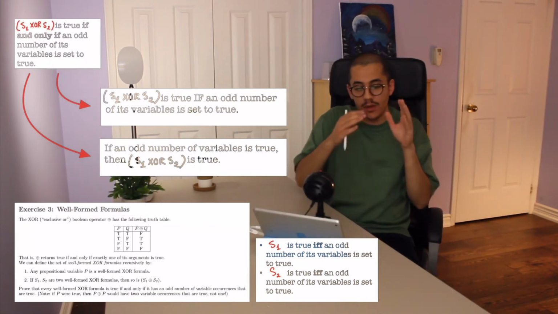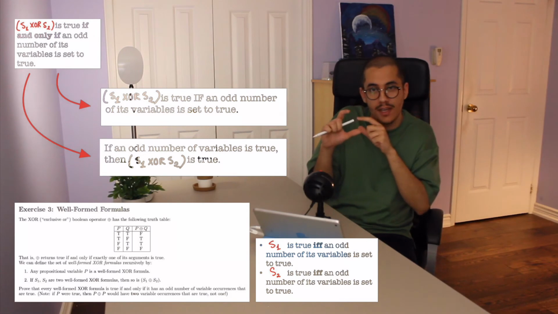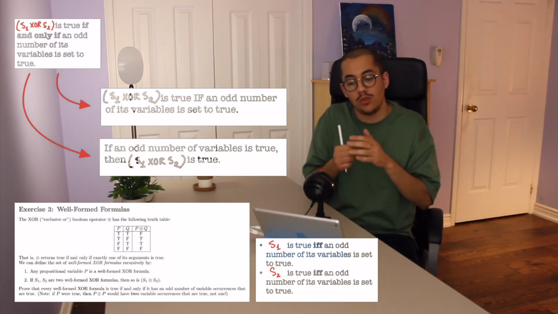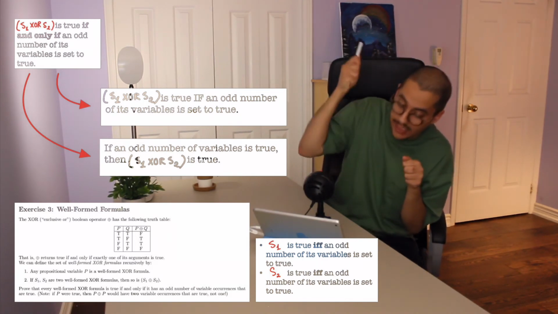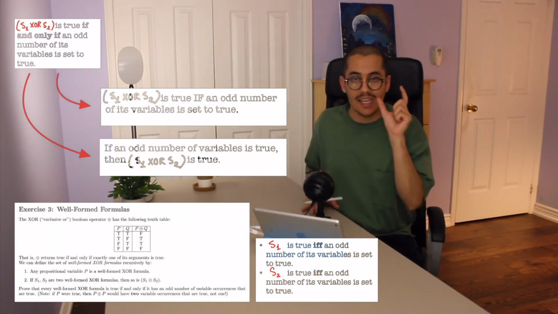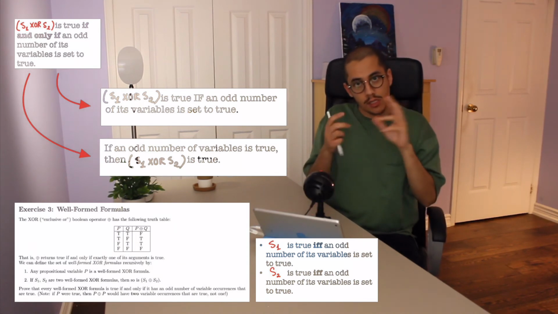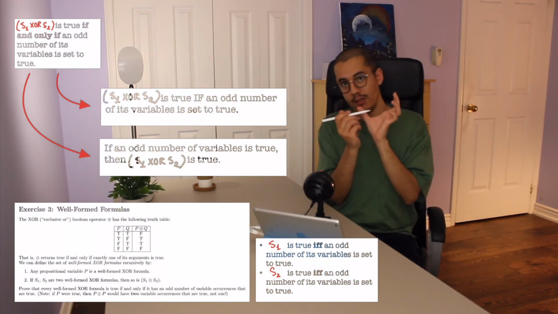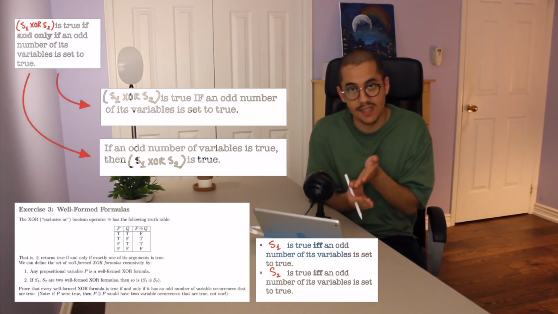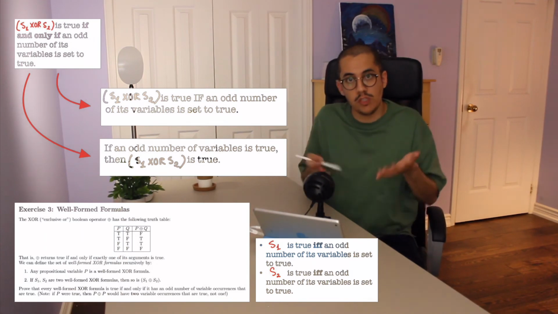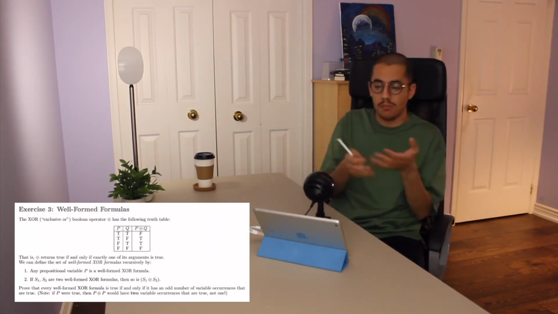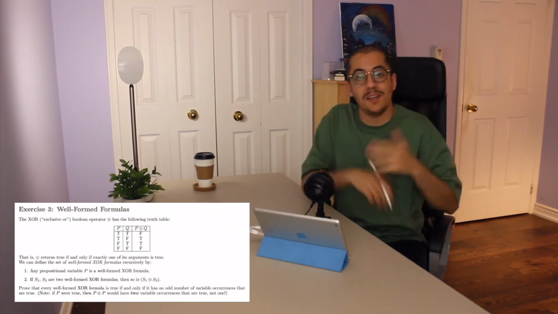Remember how I said, right after I explained the inductive hypothesis, that we must prove that S1 XOR S2 is true if and only if an odd number of variables is set to true, and how I said if and only if is important. Well, in the two cases, we proved it going this way, and we proved it going this way. In both cases, we just proved that this statement works. Therefore, we just proved our inductive step. And because we proved our inductive step, that's all of the question.